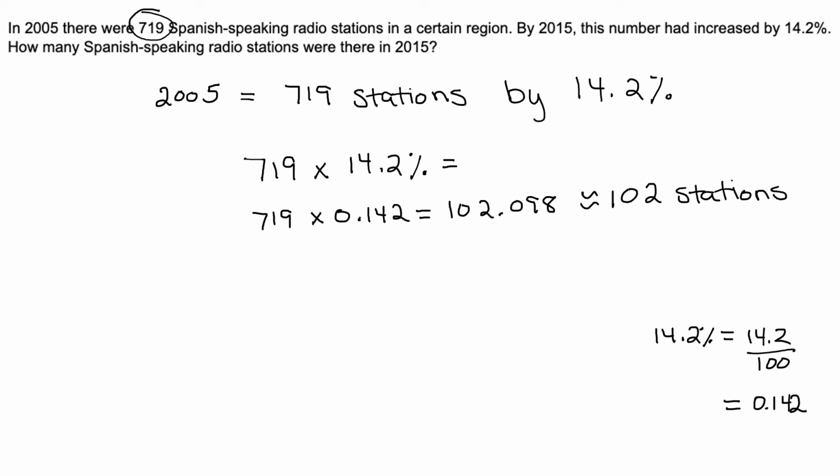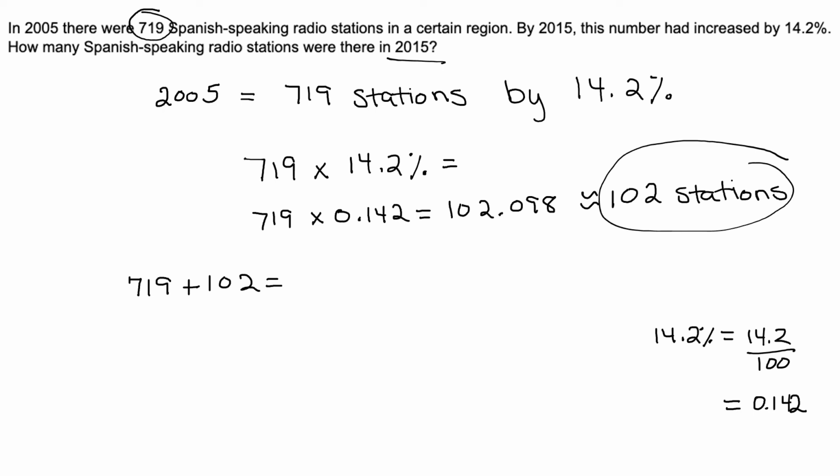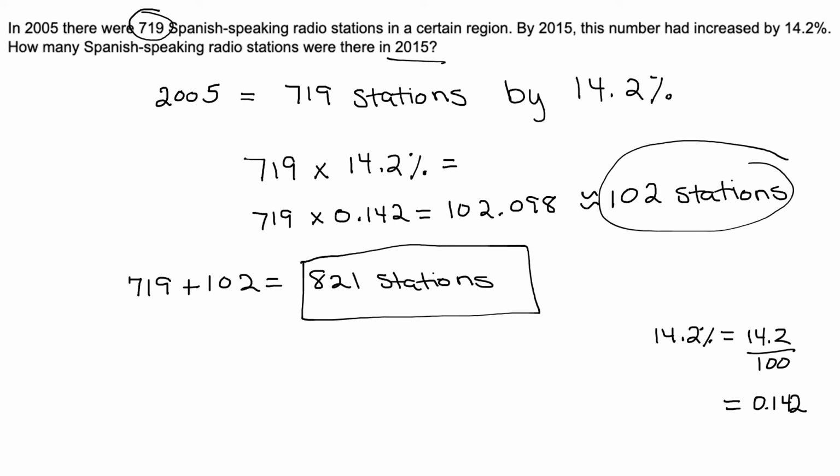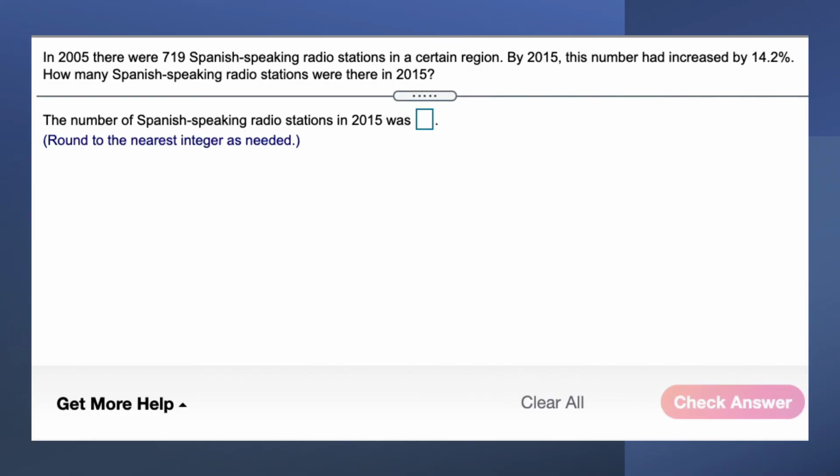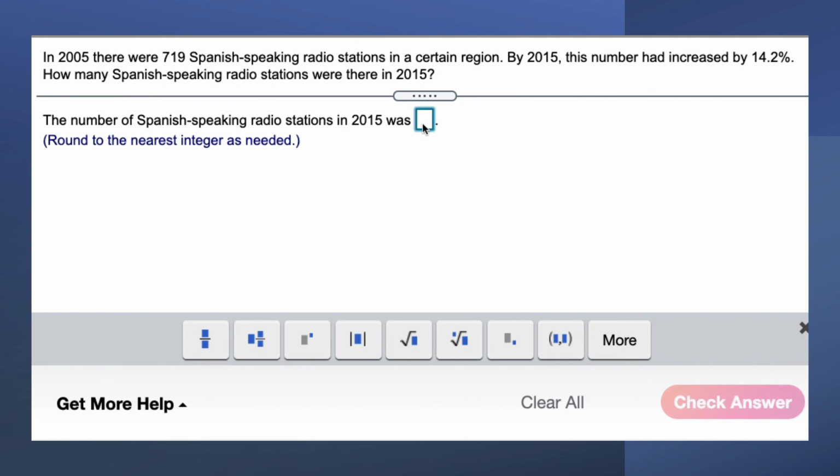So how many Spanish-speaking radio stations were there in 2015? To find that number, we're simply going to take the number of stations in 2005, which is 719, plus the number of stations that it increased by, which is 102. Add those two numbers together, and we'll get 821 stations. And that is our final answer. The answer to this question is 821. The instructions on the screen say to round to the nearest integer as needed. We did that and got the answer of 821, so we just need to type that answer into the text box.